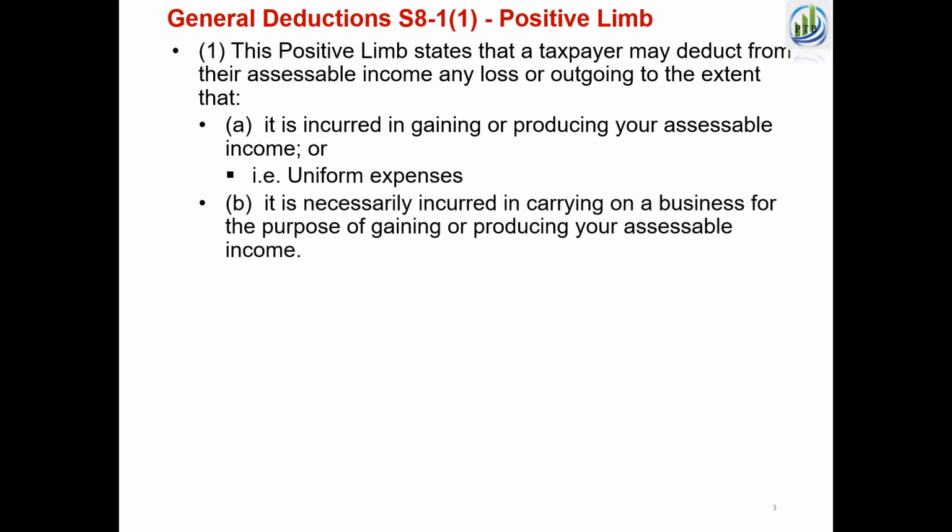As you can see, the first part, A, focuses more on individuals. The B part focuses more on businesses. So what they are saying in part B of the legislation is that any expenses necessary to carry on your business can be deducted from your business income. Right now we want to see what necessary means.